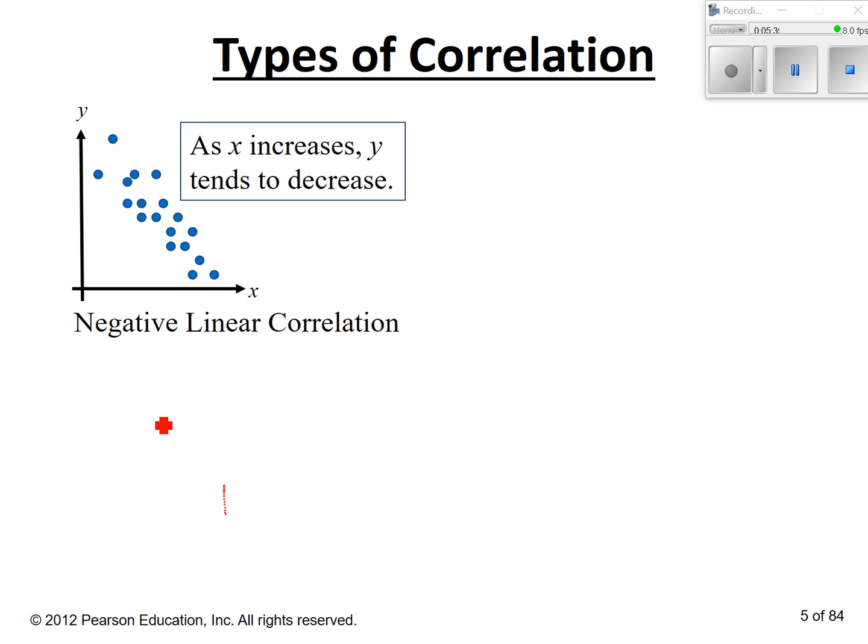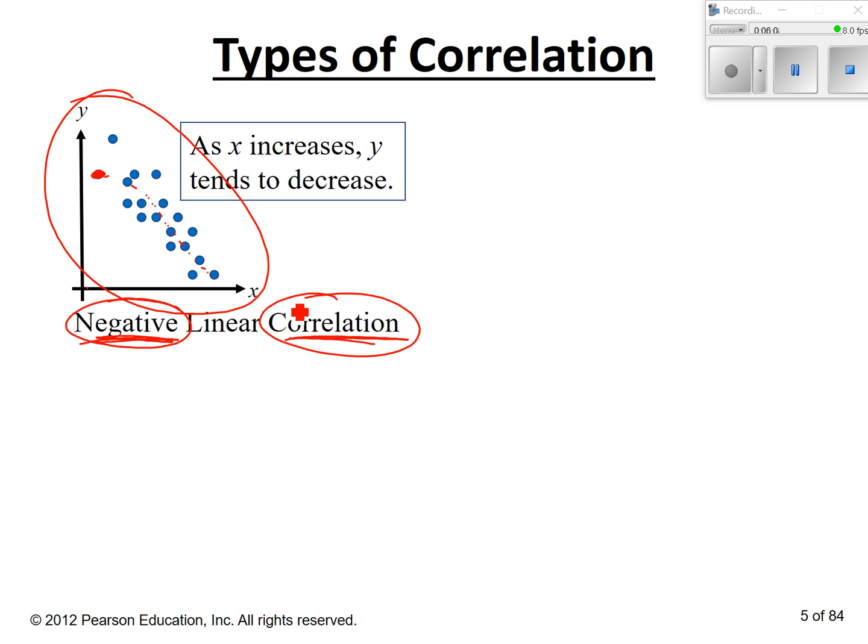As x increases, y tends to decrease in this one. This is called a negative correlation. So as the x, here you see x is right here, x is probably small, maybe 1 or something. The y is pretty high, so y is maybe like 7. But as we go over, as the x's get bigger, the y's get smaller. So anytime you have a graph that looks like this, negative correlation.